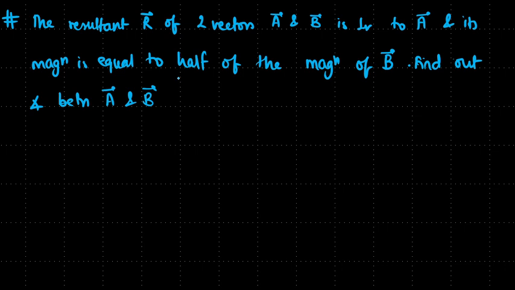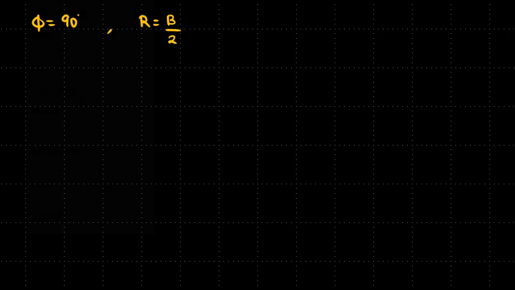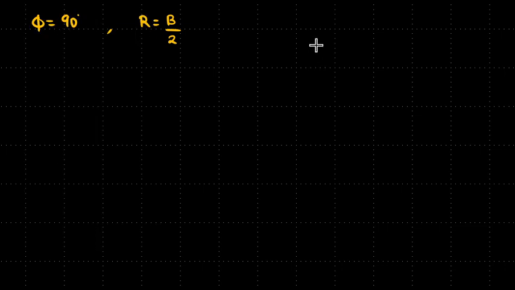So we have the resultant of vector A and B to be vector R, which is perpendicular to vector A, and its magnitude is equal to half the magnitude of vector B. So we know that phi, the angle between R and A, is 90 degrees, and the magnitude of the resultant is half of B. So let's see the figure. It's going to be a right angle triangle, and it's going to look something like this.